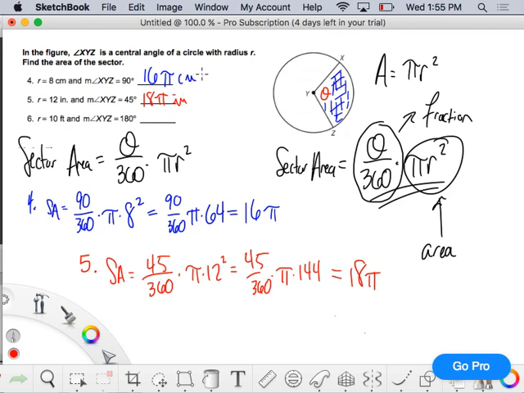18 pi inches. Except it's squared. Why is it squared, class? Am I finding the length of something? It's the sector what? Sector area. Area will always be squared. Right? The units are squared. Volume is cubed, area is squared, distance or length is the first power. One dimensional. Got it?